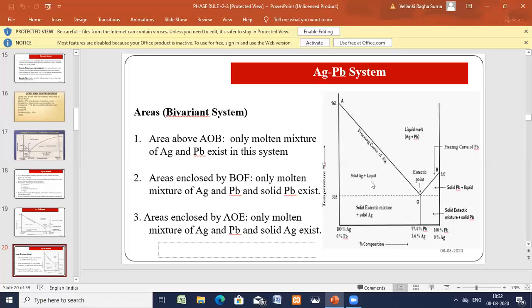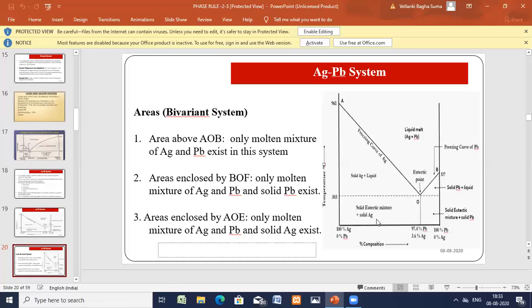Now again you can see the DOE area you take, and here DOE and DOF you take. Again it's the same. Here two solid plus eutectic mixture plus solid. Here also this area also, solid eutectic mixture plus solid Ag.